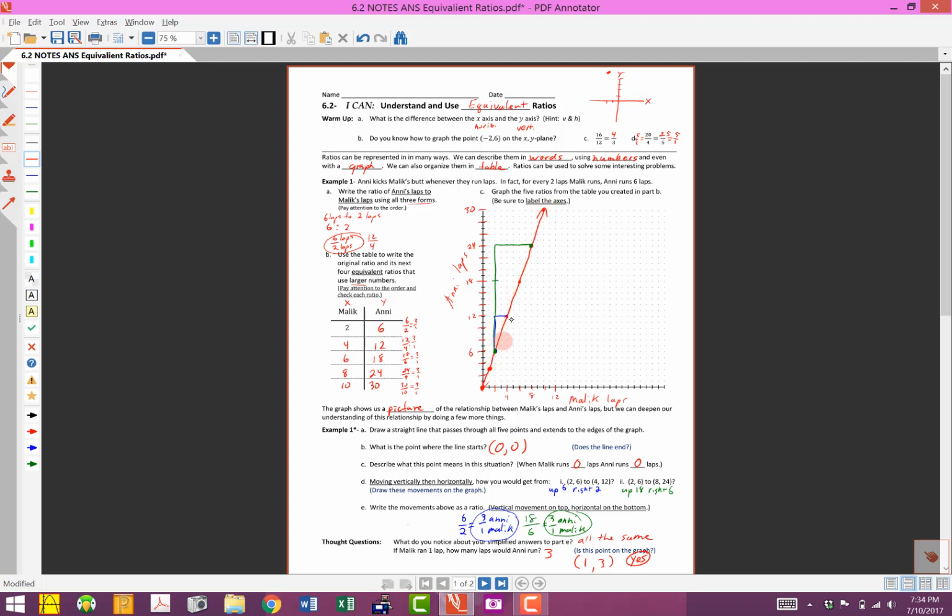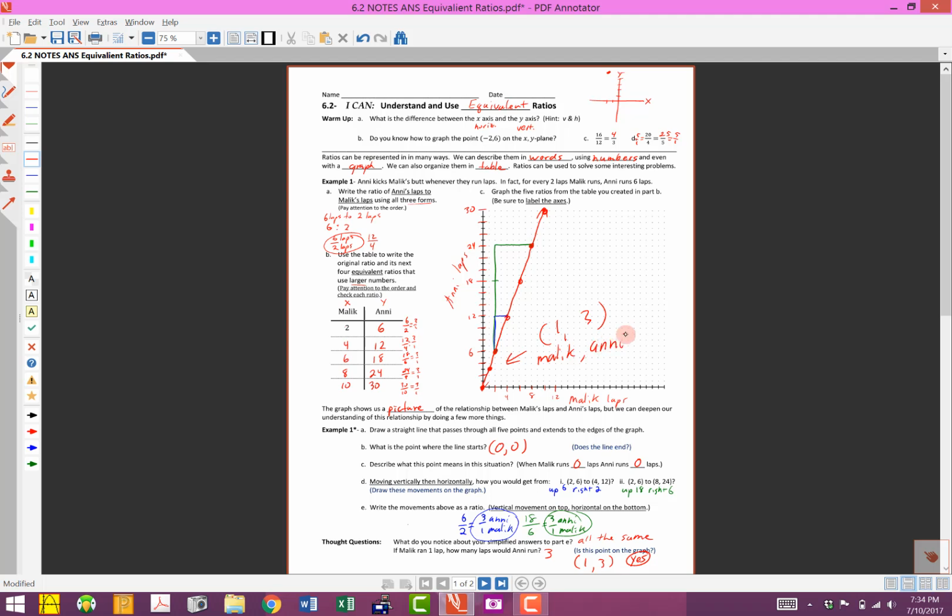Okay, so the graph makes a line, and then we can see all of these points that were the original ones, here, here, here, here, and here. They're all on the line, and if we do this vertical and horizontal movement and come up with the same type of ratio, we get this point right here. We get 1, 3, meaning Malik runs 1 lap for every 3 laps that Annie runs.